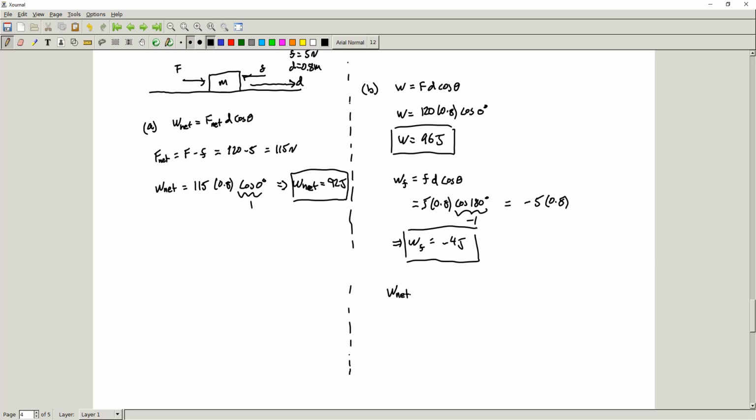we know that the net work done is simply going to be the total of all the works done by all the forces applied to the system, which is going to be W plus WF, and that's just going to be 96 plus minus 4, which gives us 92 joules. And again, that's exactly what we found in part A, and that's exactly what we expect, right?